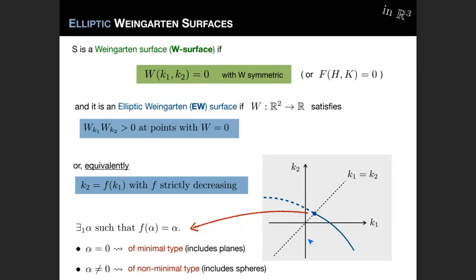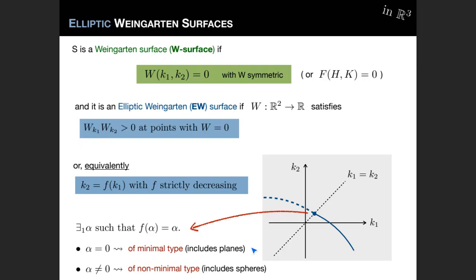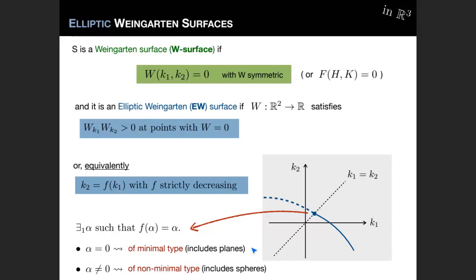An interesting feature is that in the minimal type elliptic Weingarten surfaces, we always have planes. Planes belong to the family. And in the non-minimal case, we always have spheres of a suitable radius belonging to our family of elliptic Weingarten surfaces.